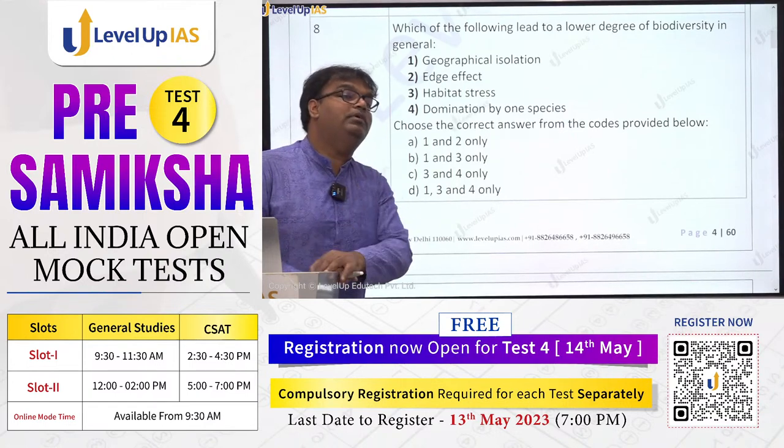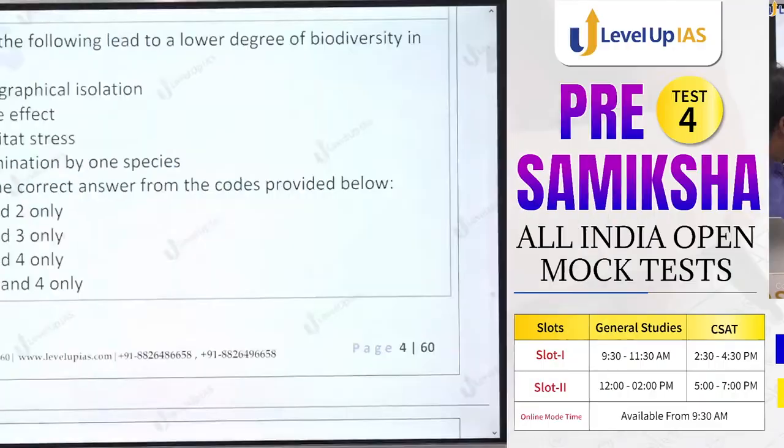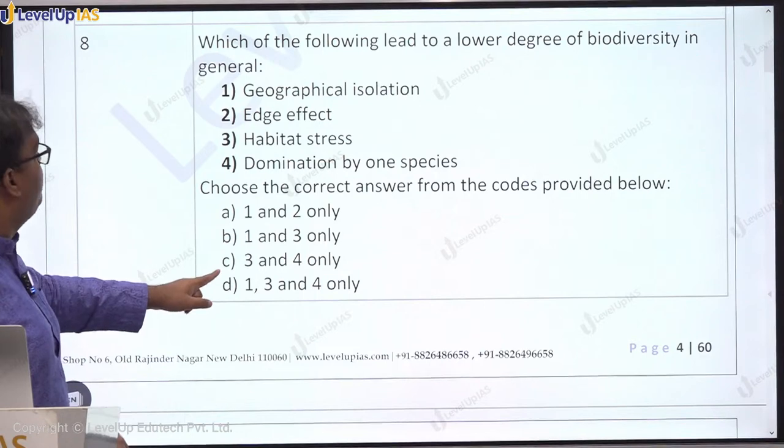8. Oh, what's your name? Lakshmi, Lakshmi. Question number 8. D, 1, 3, 4. Which of the following lead to lower biodiversity? Geographical isolation, yes. Habitat stress, yes. Domination by one species, yes. Edge effect will lead to higher biodiversity, right? The rest, 1, 3 and 4, are leading to lower biodiversity, D.